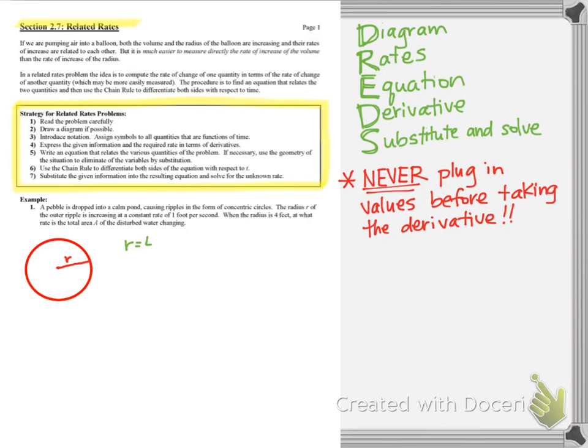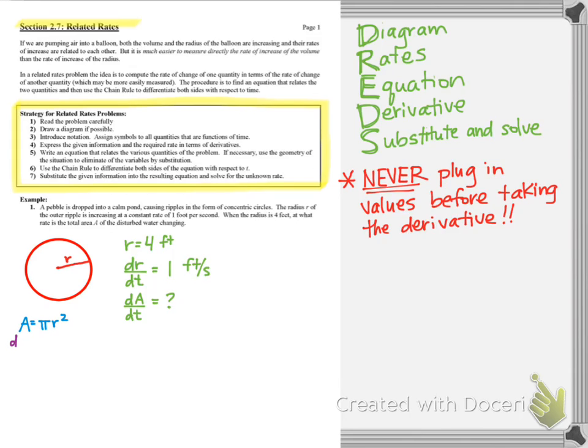Then I need to write out all of the rates, all of the given information. I'm given that the radius is 4 feet. I'm given dr/dt, which is the rate at which the radius is increasing, is 1 foot per second. And I want to know the rate that the area is increasing. Next, I need to write an equation that relates all of these items together. Notice I have radius and I have area. So I need an equation that relates radius to area. So that would be area equals pi r squared.